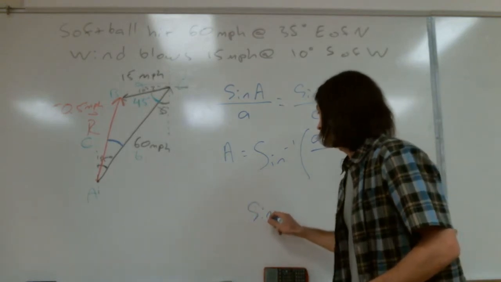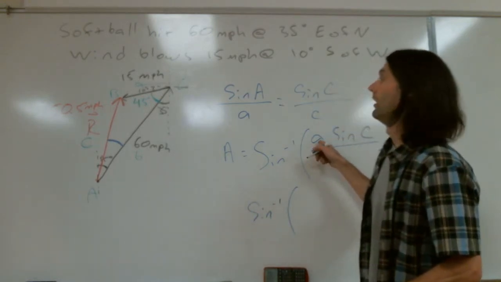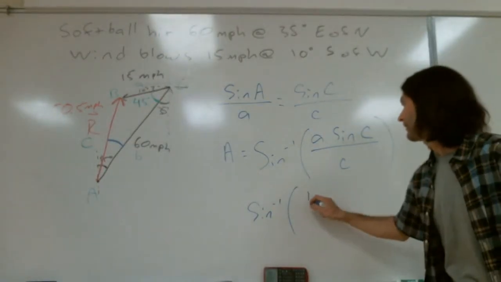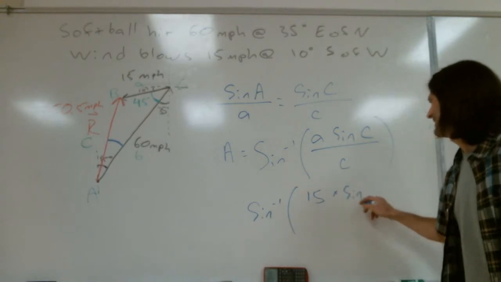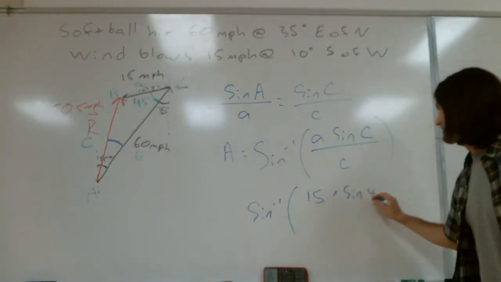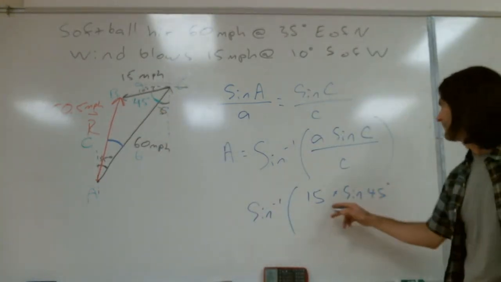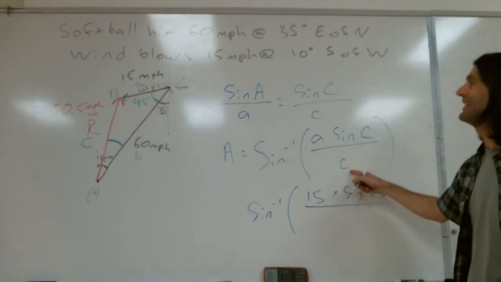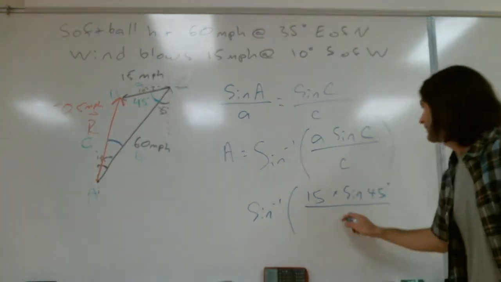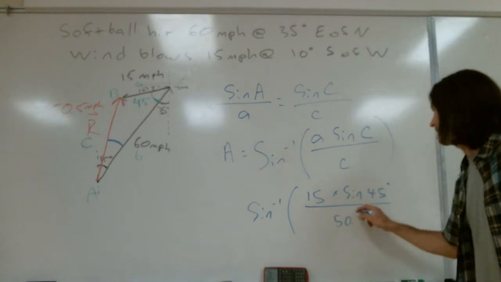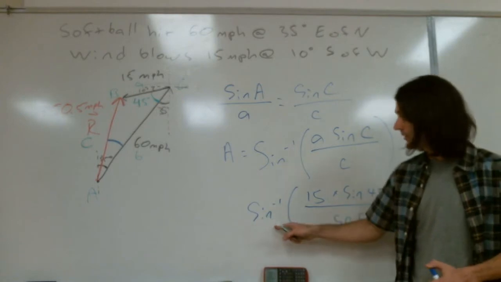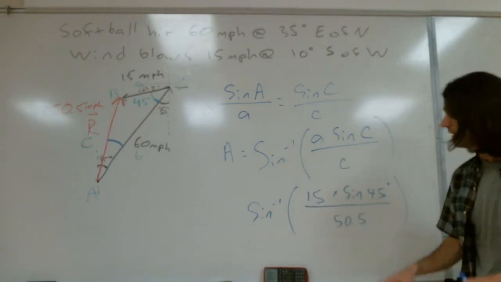So it'll be an inverse sine of lowercase a, which is 15 miles per hour. 15 times the sine of angle C, and angle C is what we spent some time at the beginning to figure out is 45 degrees. From that, I will divide by side C, which is the one we figured out as our resultant, which is 50.5.